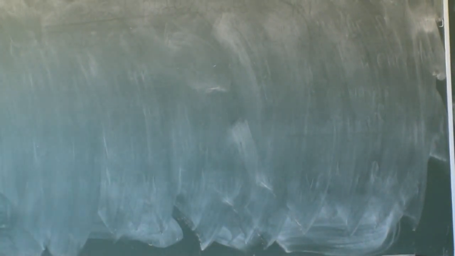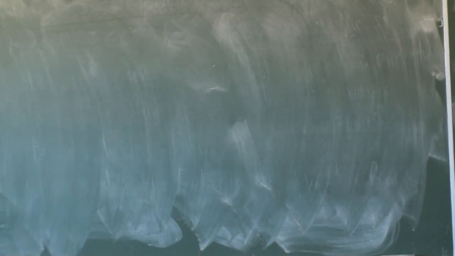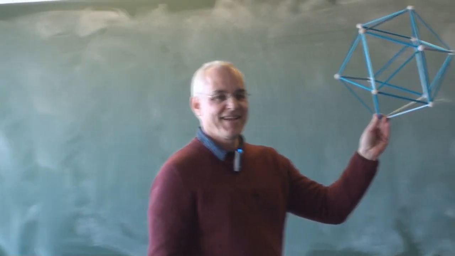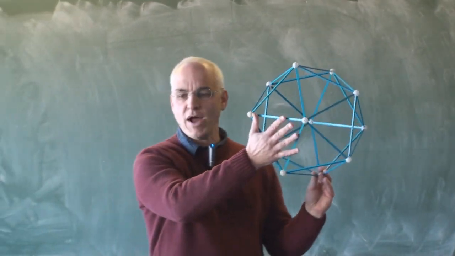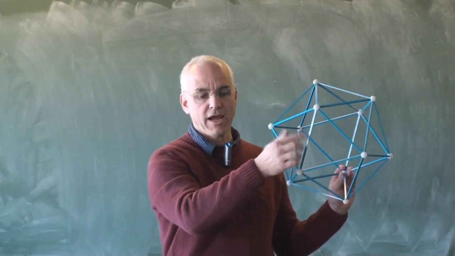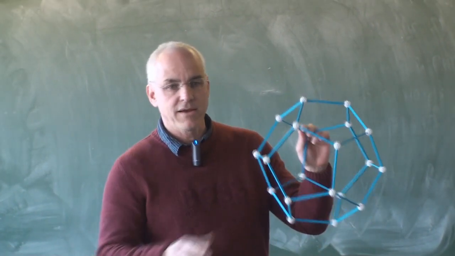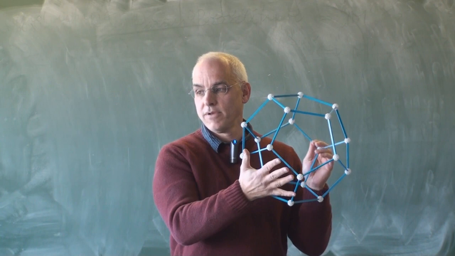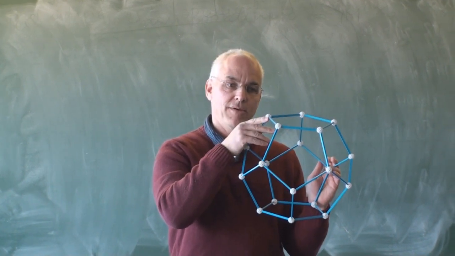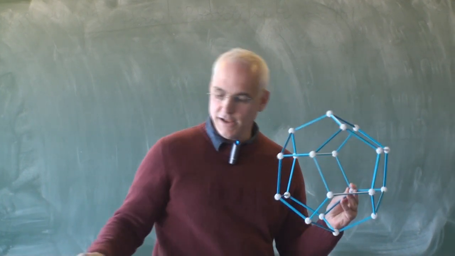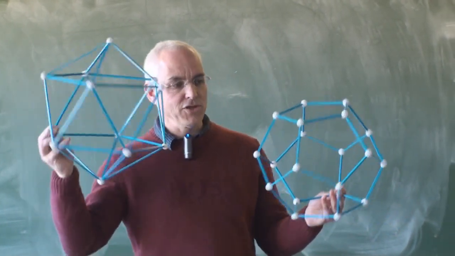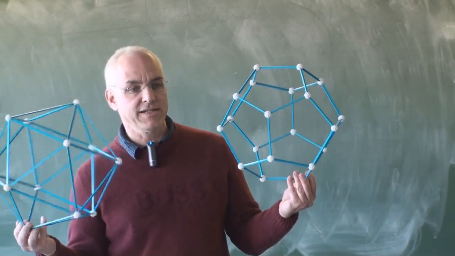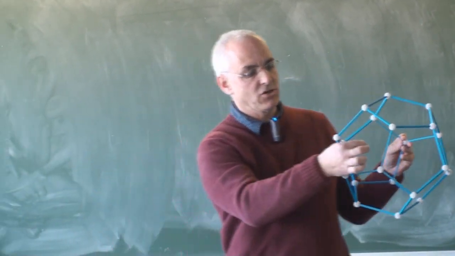I don't have all of them with me today, but I do have another one, which is also quite interesting. What's this one called? The icosahedron. Icosa refers to 20. This has 20 faces, all triangles. Dodeca comes from the Greek and means 12. It's got 12 faces. This one's got 20 vertices, and this one's got 12 vertices.